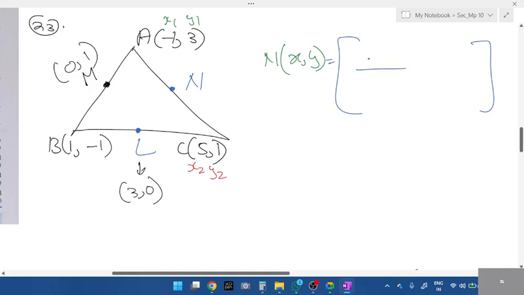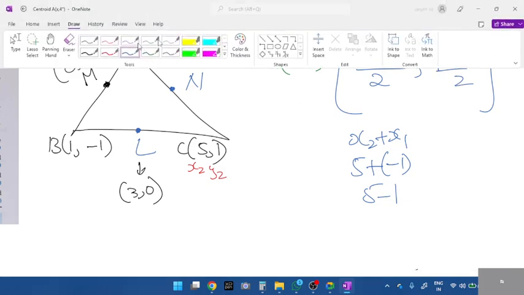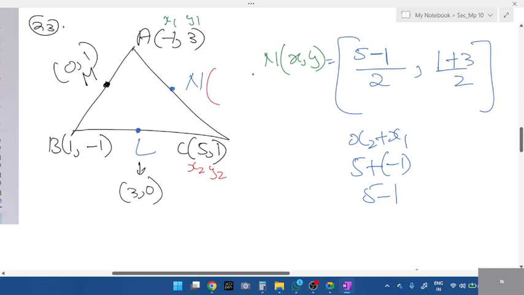What is x1 plus x2? x2 plus x1. 5 plus into minus 1 is 5 minus 1 by 2. Next, see, it is x2 plus x1, students. X2 is 5, x1 is minus 1. If you open the bracket, 5 minus 1. What is y2? 1. 1 plus 3 divided by 2. What's the final answer? 2 comma 2.